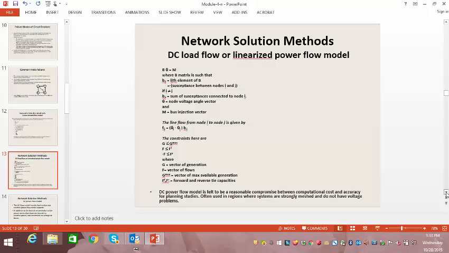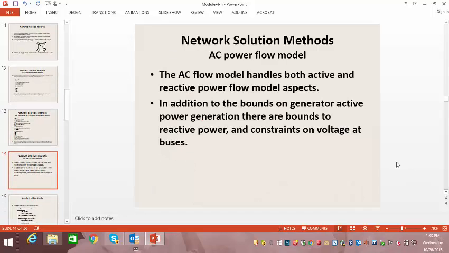Now, in this model, you do consider the admittance, but you assume that the voltage at every bus is 1 per unit. Now, the AC power flow model handles both active and reactive power flow. In the DC model, we are concerned only with the power flow, which is active power flow, or what we call the real power flow. But in the AC, we are concerned with both the reactive and the real power flow.